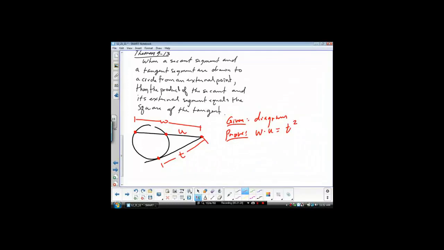Again, we're working with similar triangles and proportions. So, to discover what are those similar triangles, we're going to be working with these 2 segments. And my 2 similar triangles are going to be this triangle here and this triangle here.